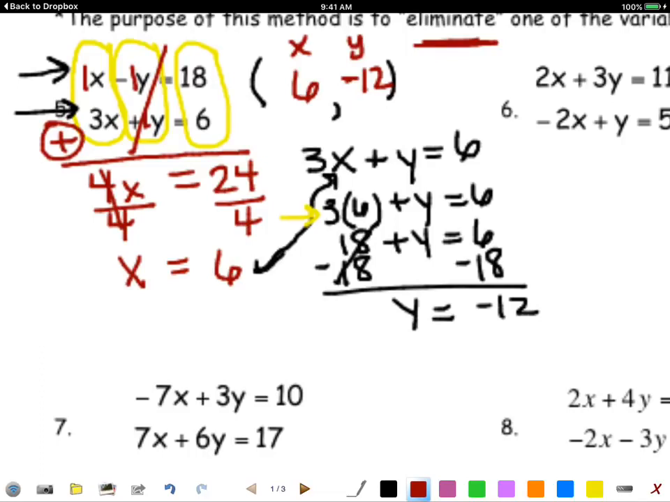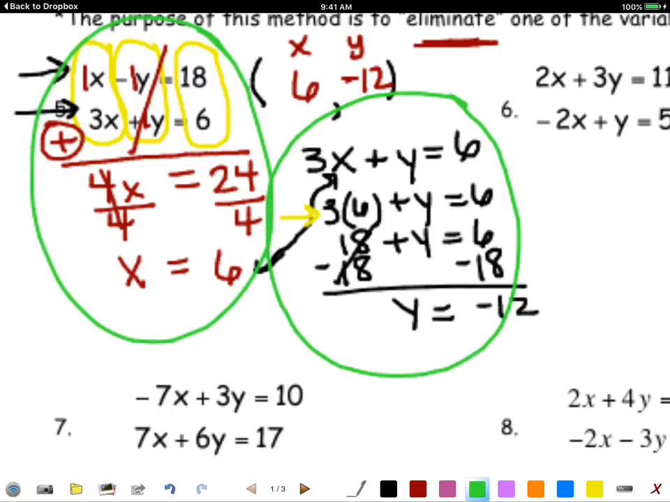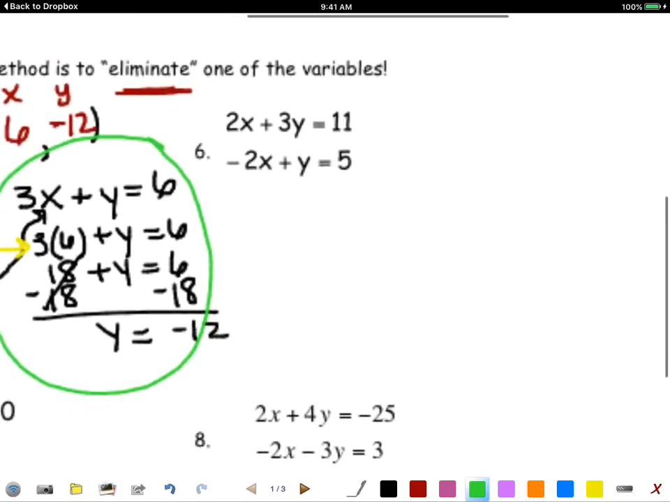So you kind of have two sections here. One where you eliminate and solve the one-step equation, and then another section where you choose one of the equations to substitute in what you have just found out to solve for the other variable. Okay, let's look at number 6.